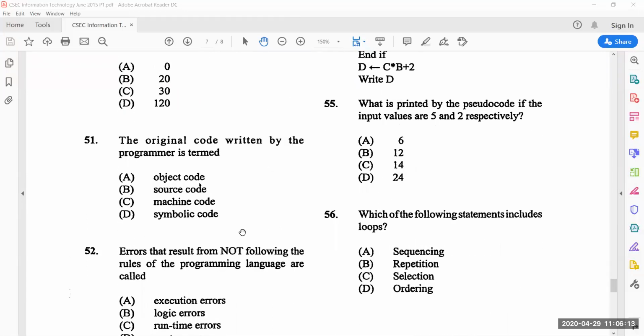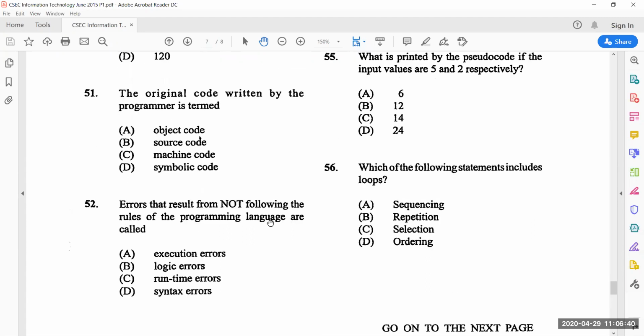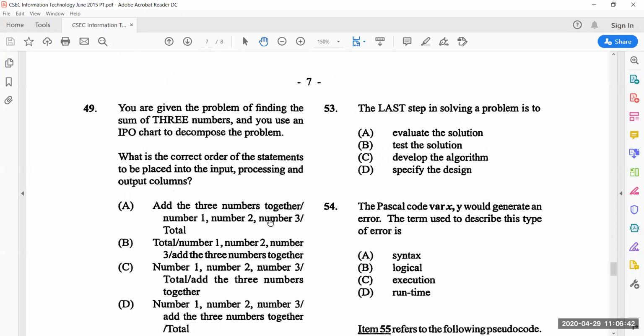51. The original code written by the programmer is termed what? Yes, B, the source code. The source code is the original code written by the programmer. 52. Errors that result from not following the rules of the programming language are called syntax errors. Yes, syntax errors.